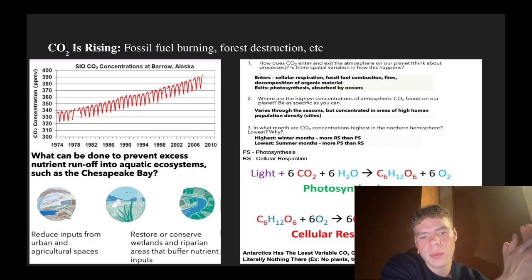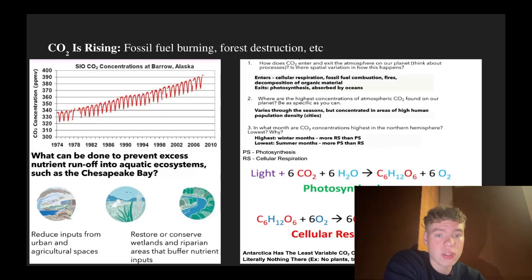And if you had an area that had the lowest CO2 variability, you'd say somewhere like Antarctica. Well, not somewhere like Antarctica, because Antarctica literally has nothing there. There's no people there. There's no factories. There's no plants. There's no trees. So it has the least variability of CO2 concentrations.